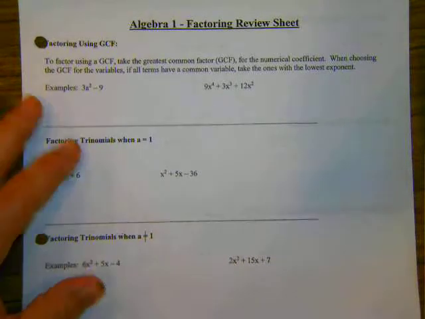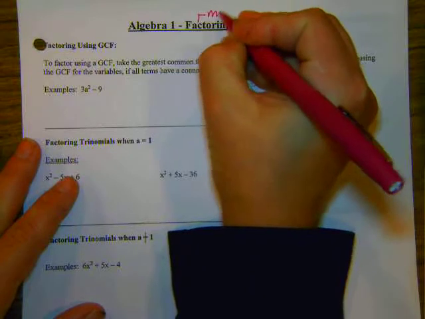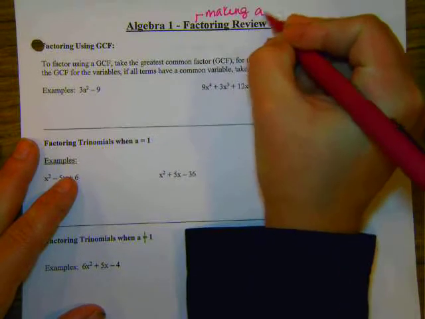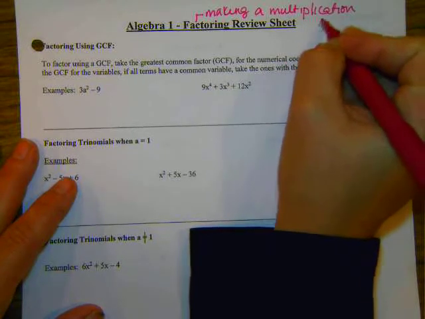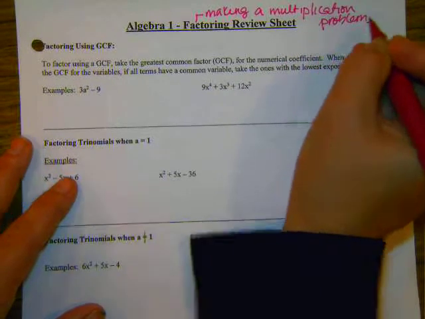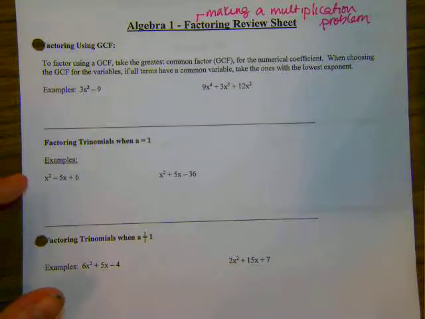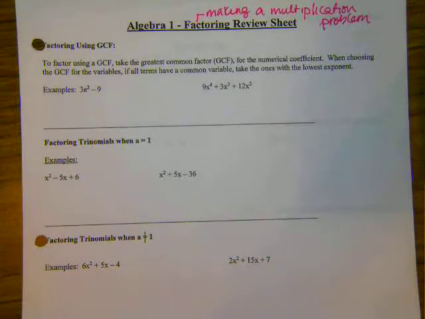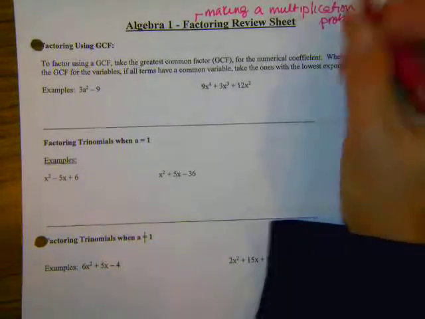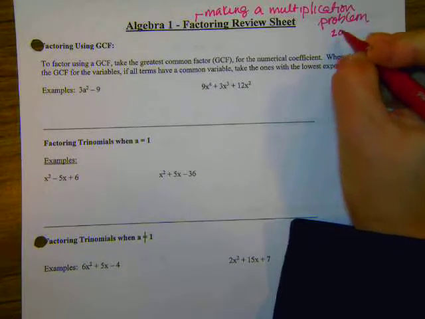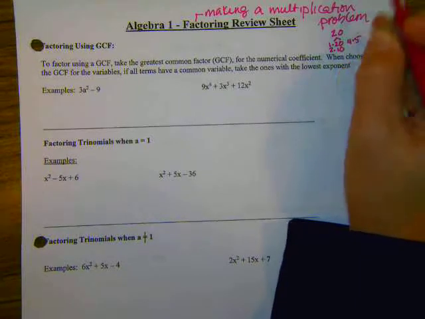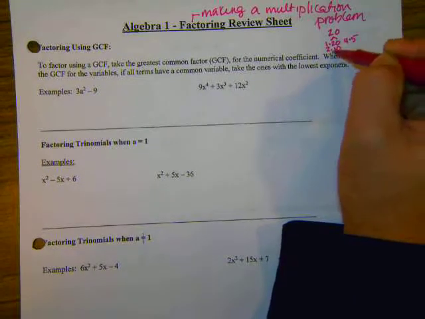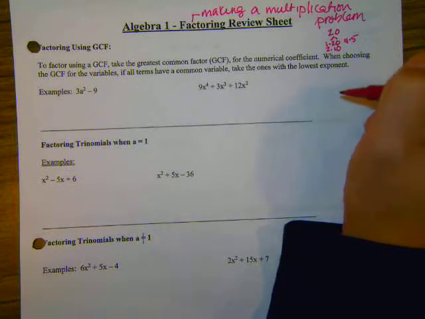All factoring is, guys, is making a multiplication problem. Okay? That's what it means. When you're factoring, you're breaking down one expression into a multiplication problem. Just like as a review with numbers, factors of 20 are 1 times 20, 2 times 10, 4 times 5. That's factoring the number 20, like listing out multiplication. We're going to do it with variables.